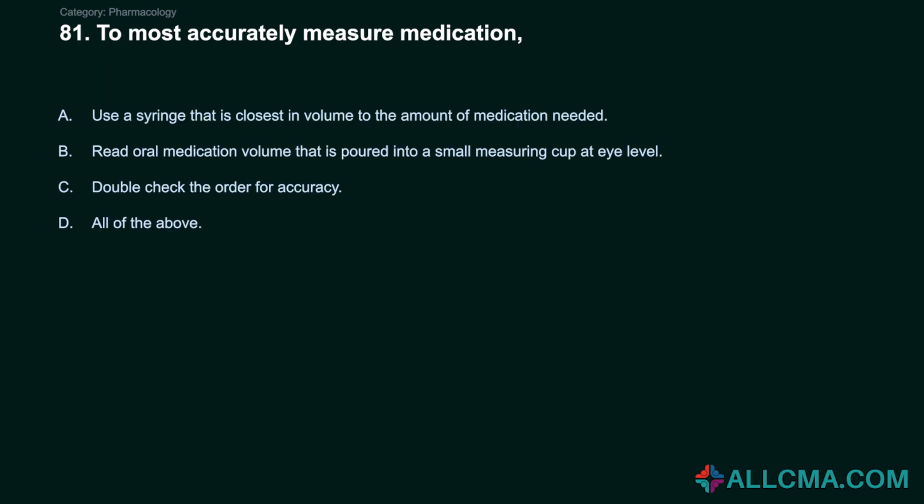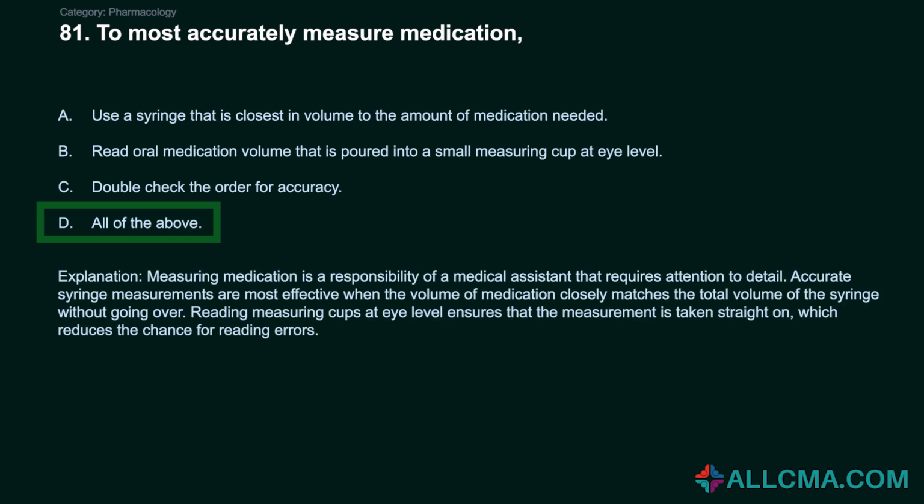81. To most accurately measure medication. A. Use a syringe that is closest in volume to the amount of medication needed. B. Read oral medication volume that is poured into a small measuring cup at eye level. C. Double-check the order for accuracy. D. All of the above. Correct answer, D. All of the above.